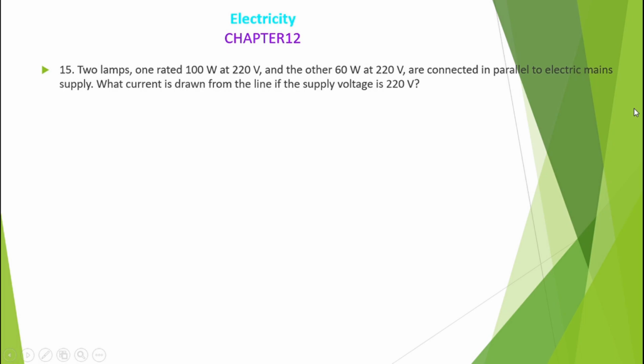See here what he has asked. 2 lamps, one rated 100 watt at 220 volt and the other 60 watt at 220 volt, are connected in parallel to the electric main supply. What current is drawn from the line if the supply voltage is 220? So he is having 2 resistors, that means 2 bulbs. So this is R1 and this is R2. This is 100 watt and this is 60 watt.